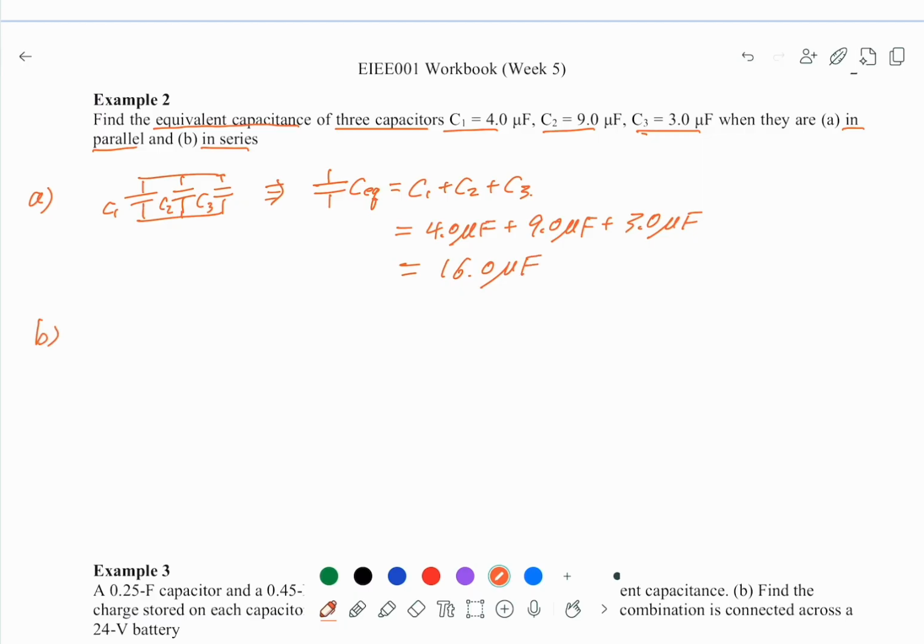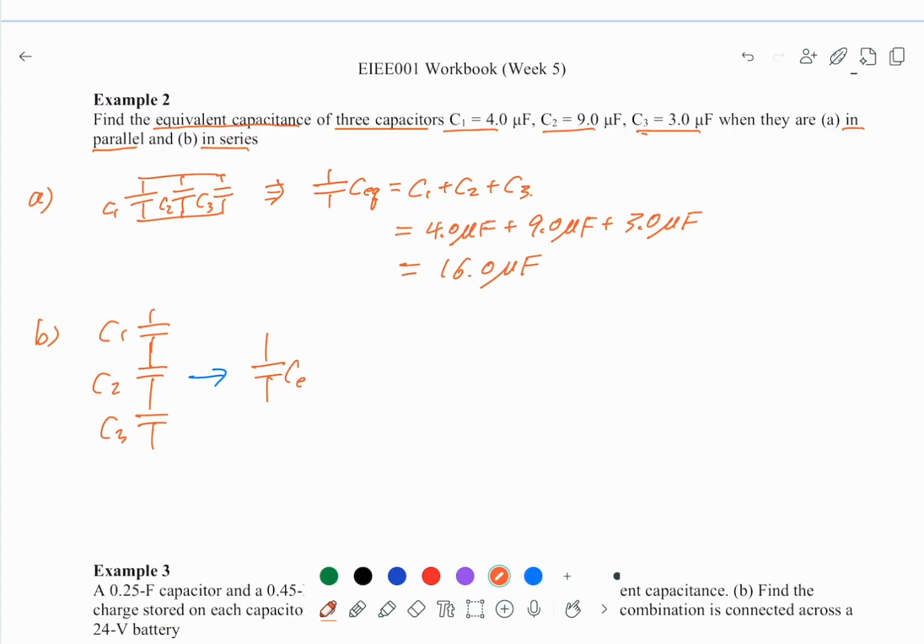B, if the 3 capacitors are connected in series, C1, C2, C3, you want to find their equivalent.